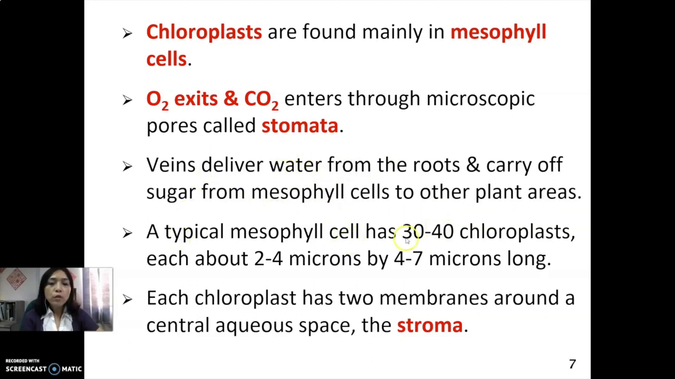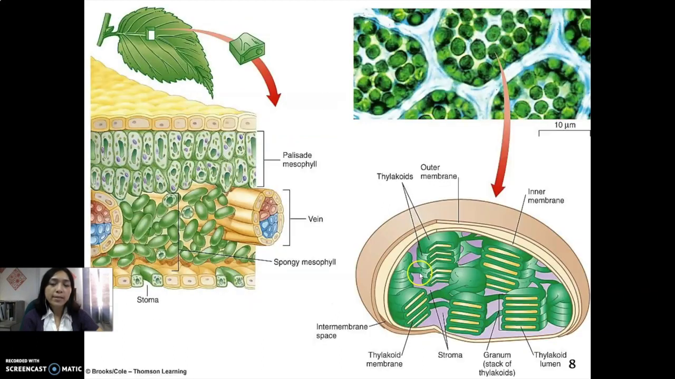A typical mesophyll cell has 30 to 40 chloroplasts, each about 2 to 4 microns by 4 to 7 microns long. Each chloroplast has 2 membranes around a central aqueous space called the stroma. It is similar to our mitochondria, which also have 2 layers of membranes. This is the leaf, and the vein carries the water into the mesophyll cell. Inside the mesophyll cell, there are many chloroplasts. You can see the structure of the chloroplast in this diagram.